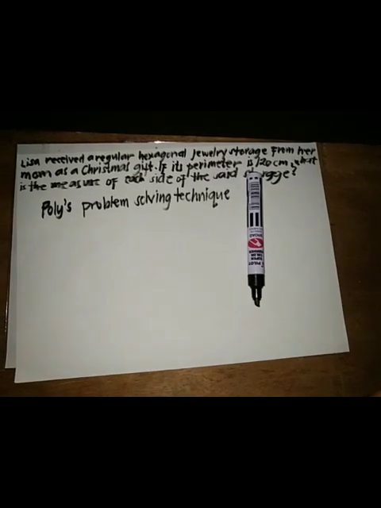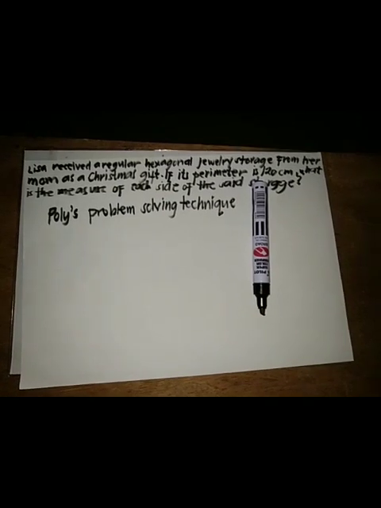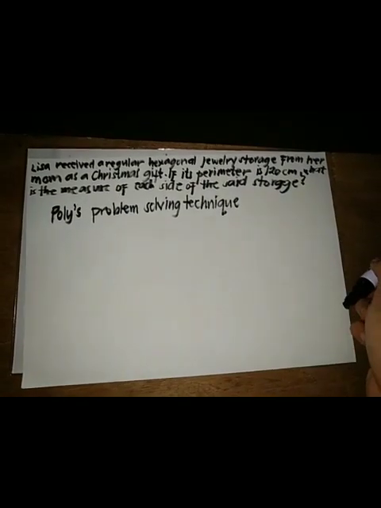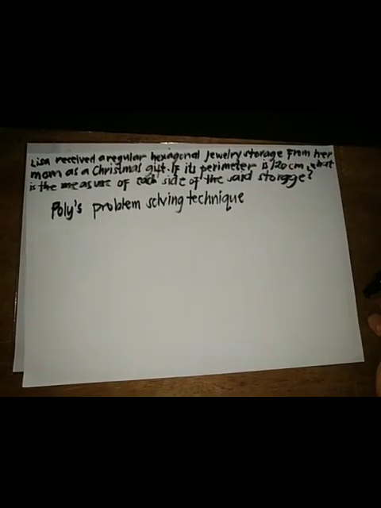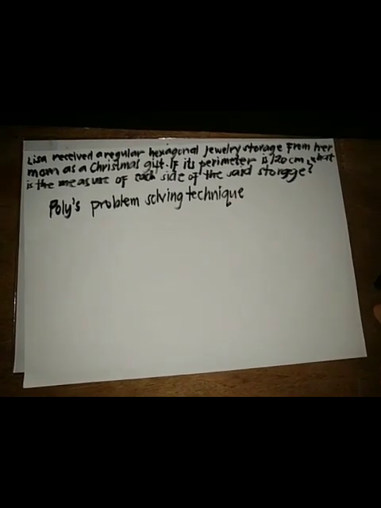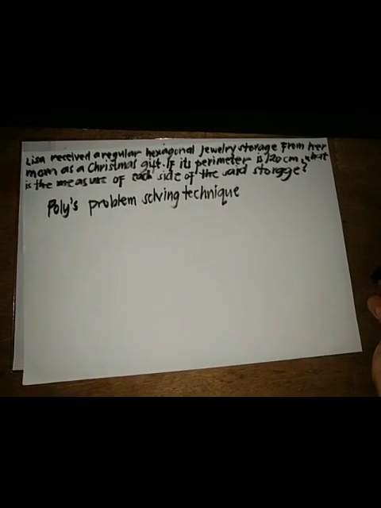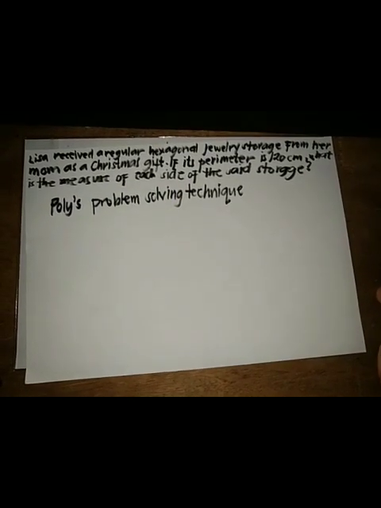So the given problem is: Lisa received a regular hexagonal jewelry storage from her mom as a Christmas gift. If its perimeter is 120 cm, what is the measure of each side of the said storage? So we use the Polya problem solving technique to solve this problem.